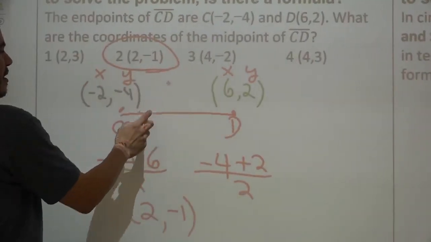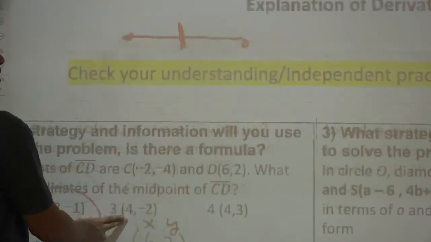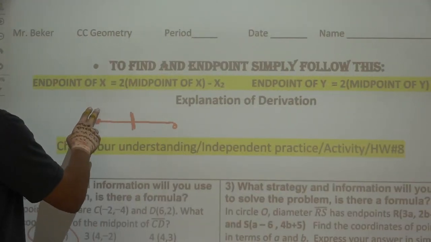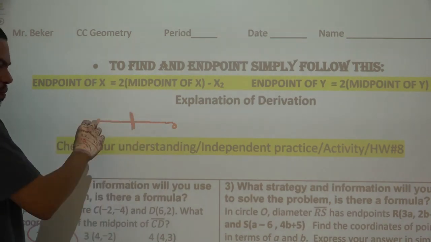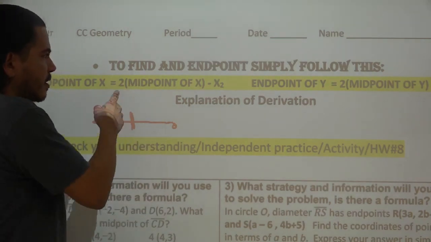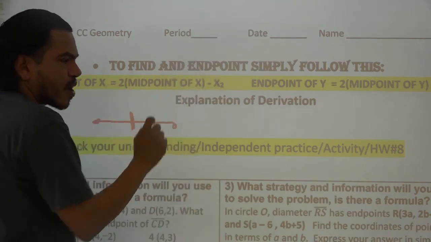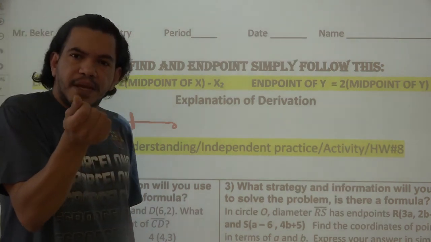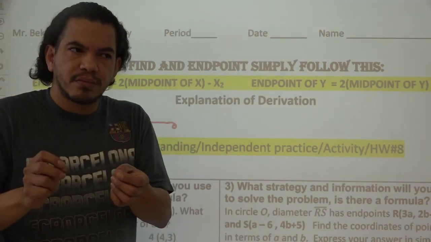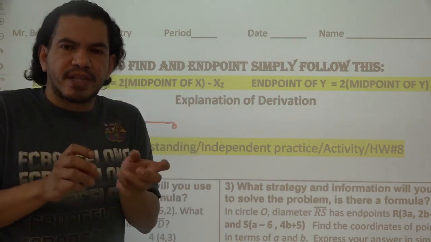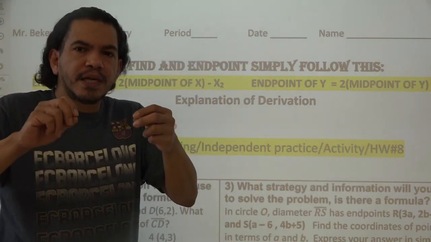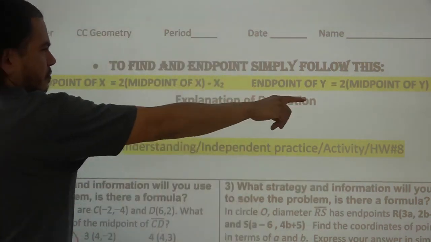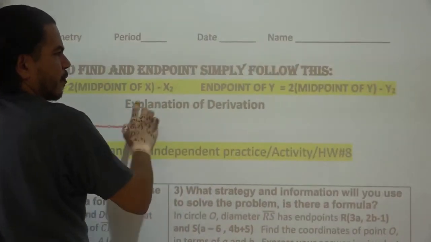Now, what happens when they ask you for the endpoint? Remember, this is the formula to find the endpoint. Multiply the midpoint of either the x or the y, whichever you're working with, by 2, and then subtract. Where does that come from? Easy. When you were finding the midpoint, you added them and divided by 2. So this time, you're going to undo everything you did. Instead of adding them and dividing by 2, you multiply by 2 and subtract. The same thing for x, the same thing for y.